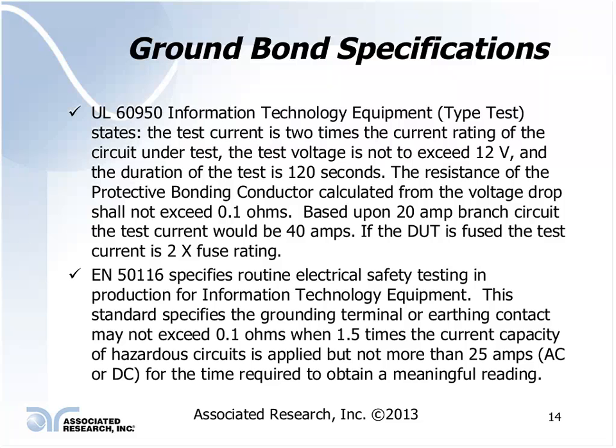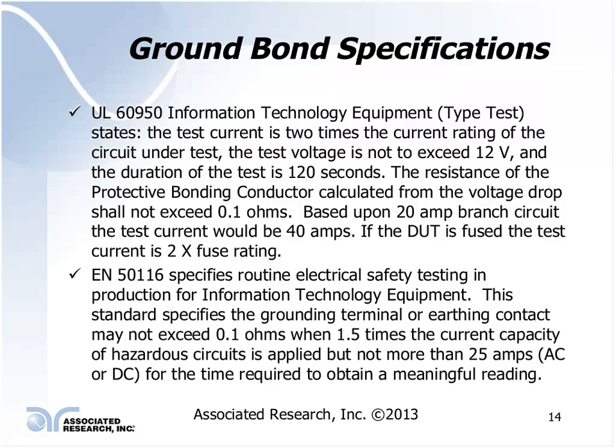Okay, so under this standard, it says the test current is 2 times the current rating of the circuit under test. Test voltage is not to exceed 12 volts, and the duration of the test is 120 seconds. The resistance of the protective bonding conductor is calculated from the voltage drop. It shall not exceed 0.1 ohms, and this is based upon a 20 amp branch circuit. So if your product can be plugged into a 20 amp receptacle, the test current would be a 40 amp test. Okay.